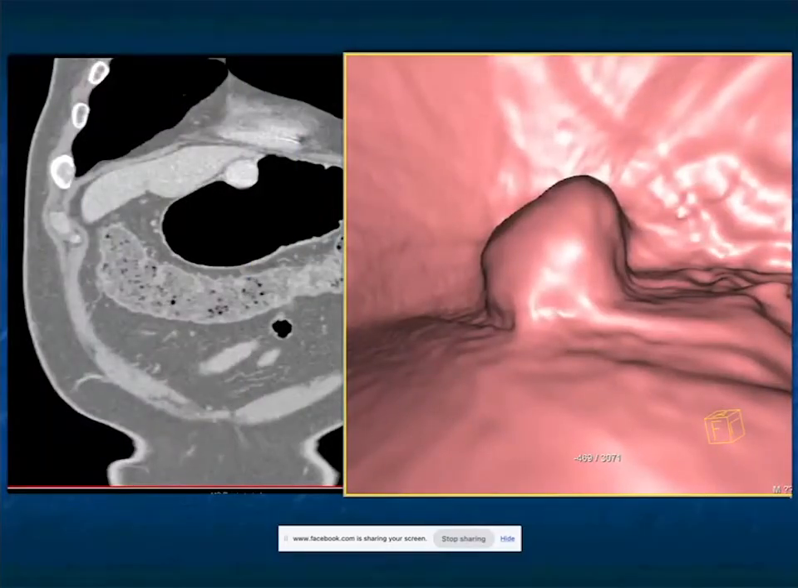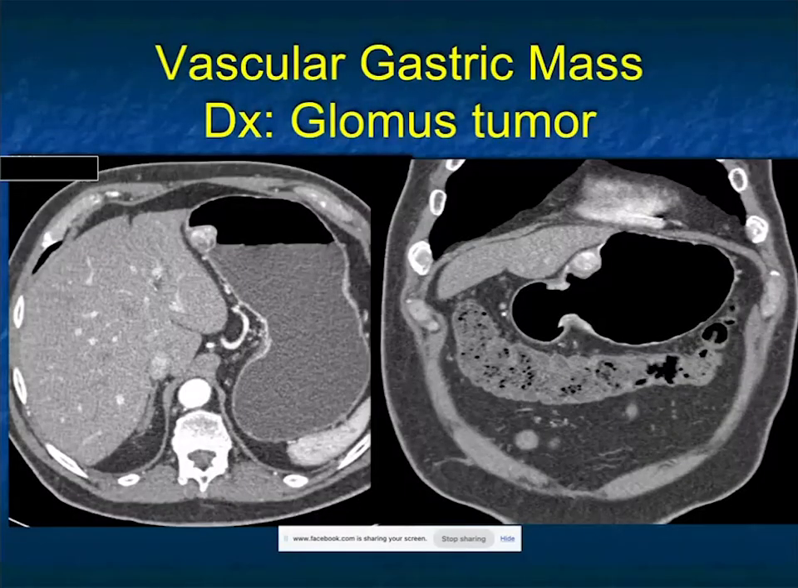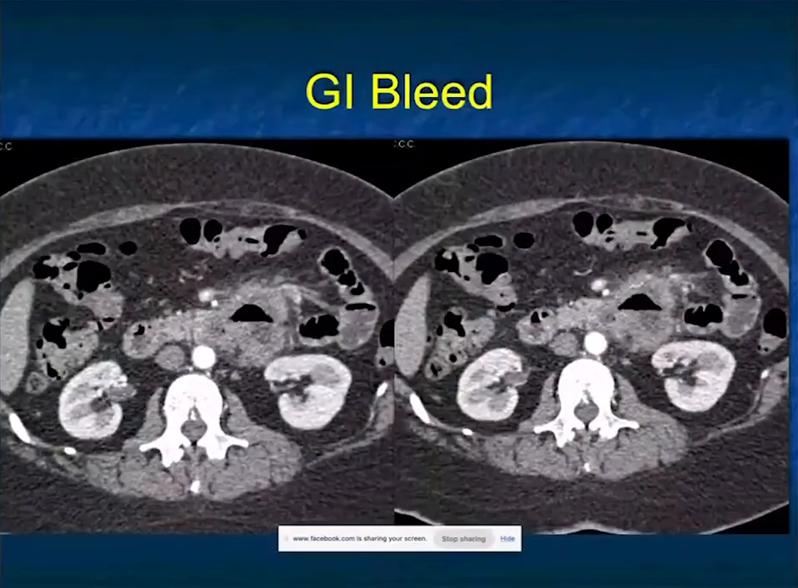There's the endoluminal view from the VeriColon software, and this was a glomus tumor. Again, think about carcinoid, think about glomus tumors, think about pancreatic rests, but pancreatic rests usually are not submucosal, so that would make that much less likely.